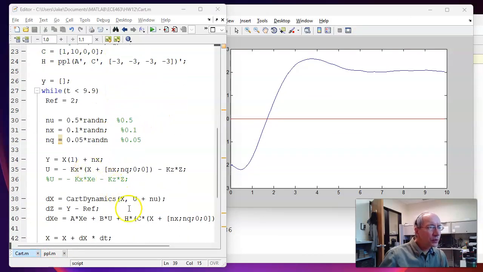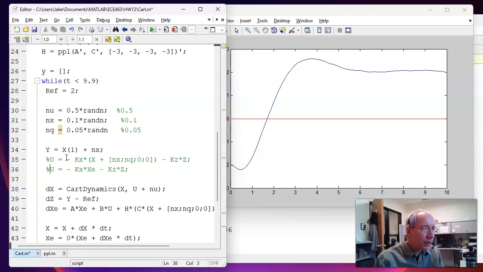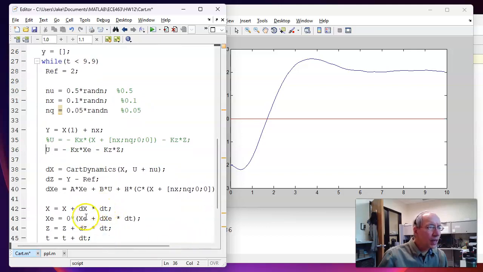My full order observer now, my input's going to use the observer estimates rather than the states. I am going to update the observer with H times C times Y. There's the position plus noise, minus the observer state. And I'll let the observer run.